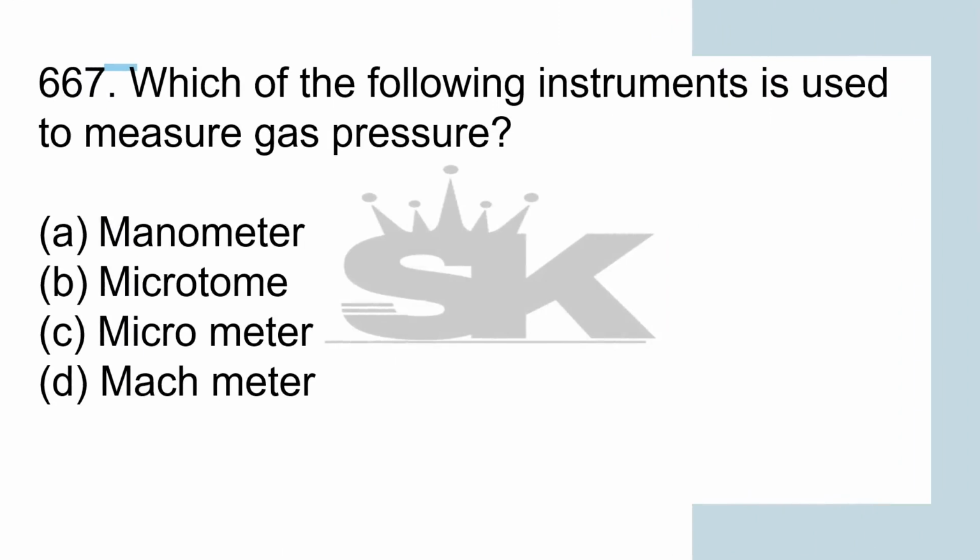Which of the following instruments is used to measure gas pressure? That is manometer. A manometer is a scientific instrument used to measure gas pressures. Open manometers measure gas pressure relative to atmospheric pressure. A mercury or oil manometer measures gas pressure as the height of a fluid column of mercury or oil that the gas sample supports.